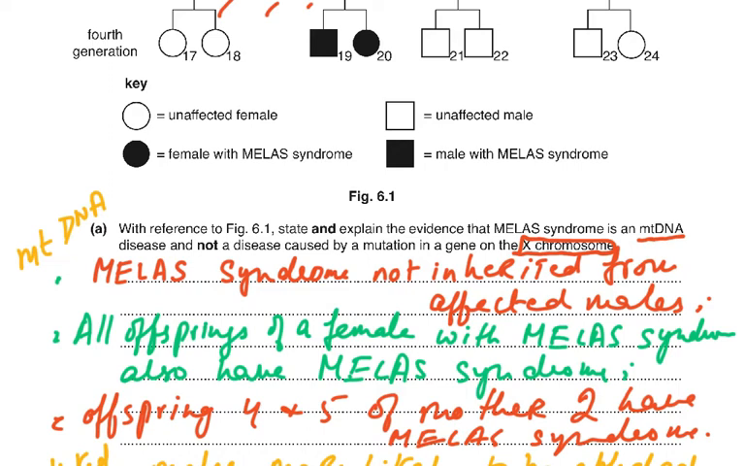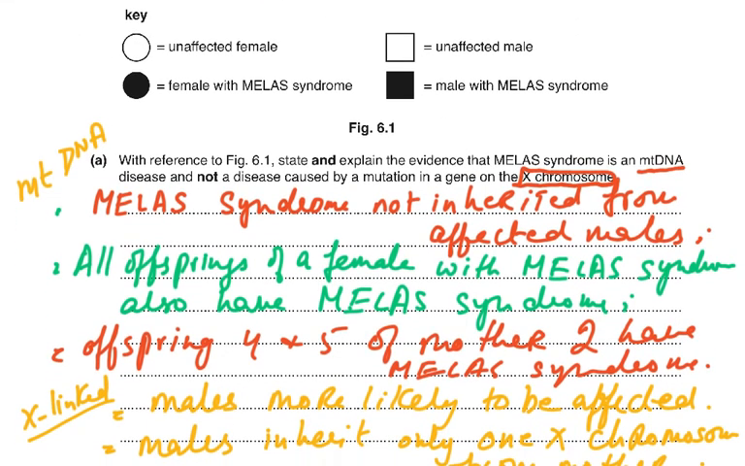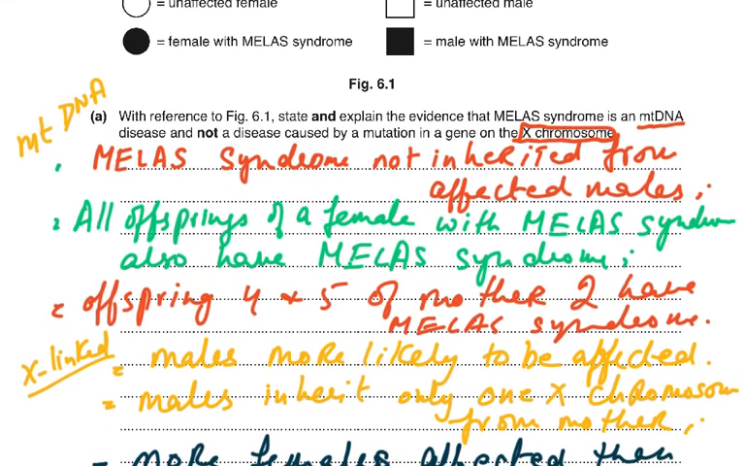Now, if you look at the mark scheme, it is very categoric. Mila syndrome is not inherited from affected males. You see, in sex-linked disorders, it is the males who are more affected, and the disease is passed on from the affected male. All offspring of a female with Mila syndrome also have Mila syndrome. Then offspring 4 and 5 of mother 2 have Mila syndrome. Then males are more likely to be affected.